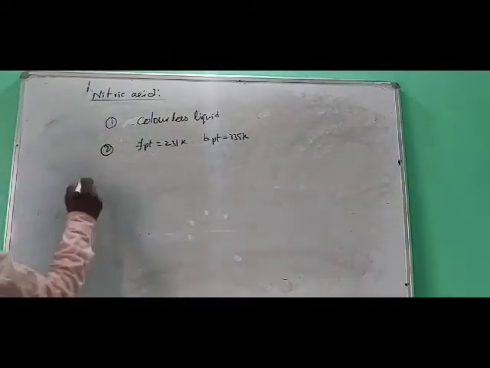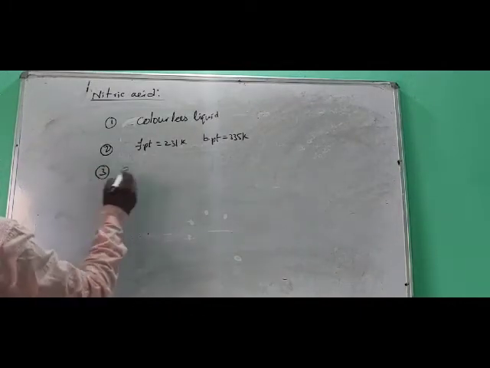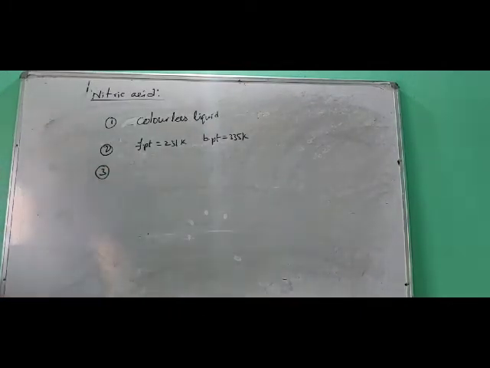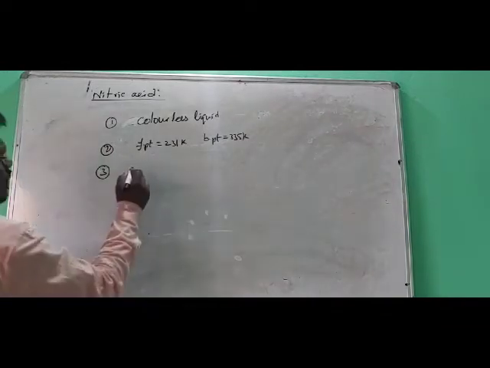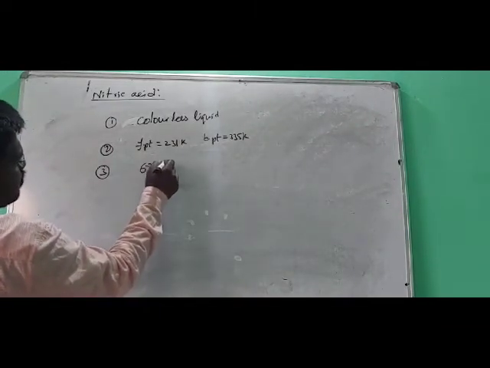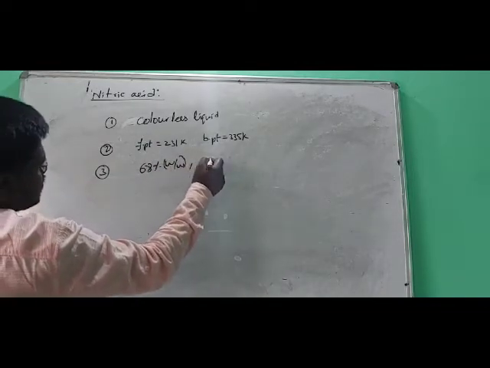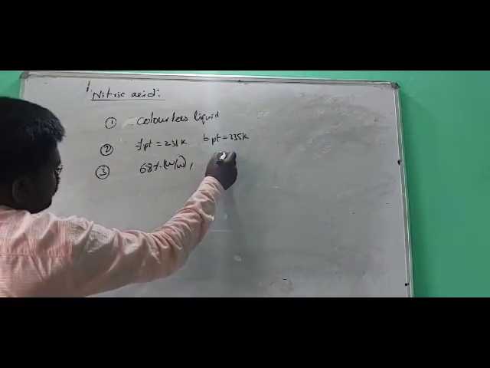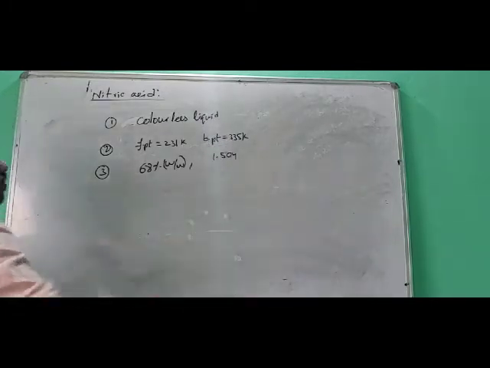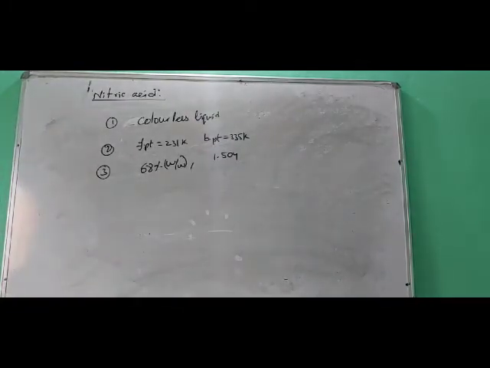Okay. And the next one, the nitric acid which is used in the laboratory has a concentration of 68% by mass, and its specific gravity is 1.504. Specific gravity means relative density.